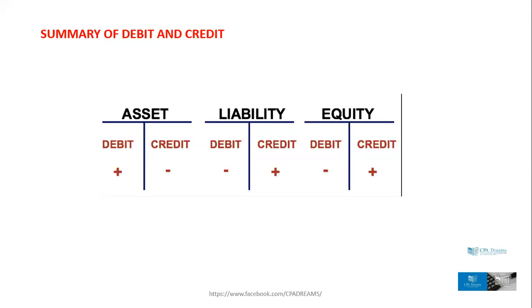So kapag gusto mo namang bawasan o mag-minus sa mga balances nila, gawin mo lang ang opposite o kabaliktaran nito. So ibig sabihin, i-credit mo ang mga asset at i-debit mo ang mga liabilities at owner's equity. So madali lang po siyang tandaan. Okay? Next.